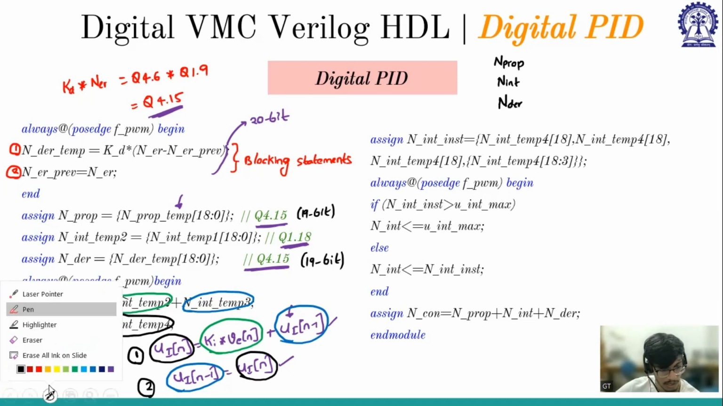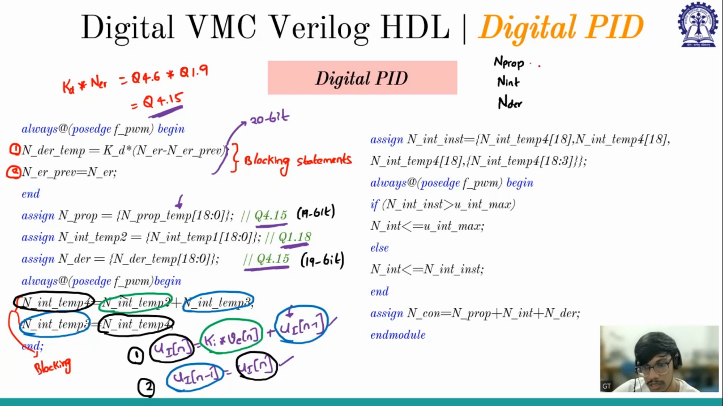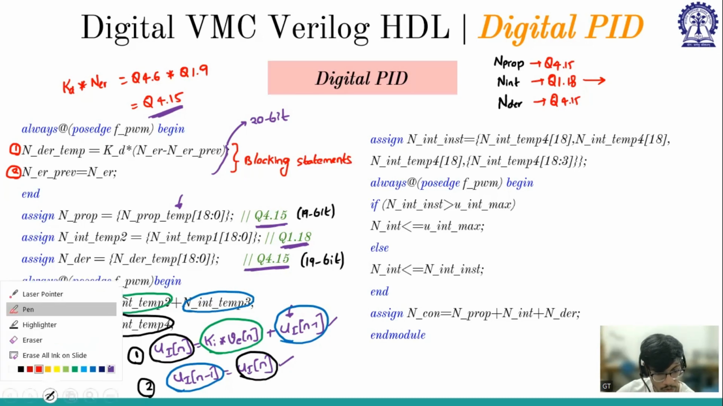Now let me change the color. This is Q4.15. This is Q1.18. This is Q4.15. When there are two different Q formats, then the summation will be maximum of m dot maximum of n. But before we add, we have to make sure the Q format is same. So what is SAR doing? SAR is changing this Q1.18 to another format, which is Q4.15.